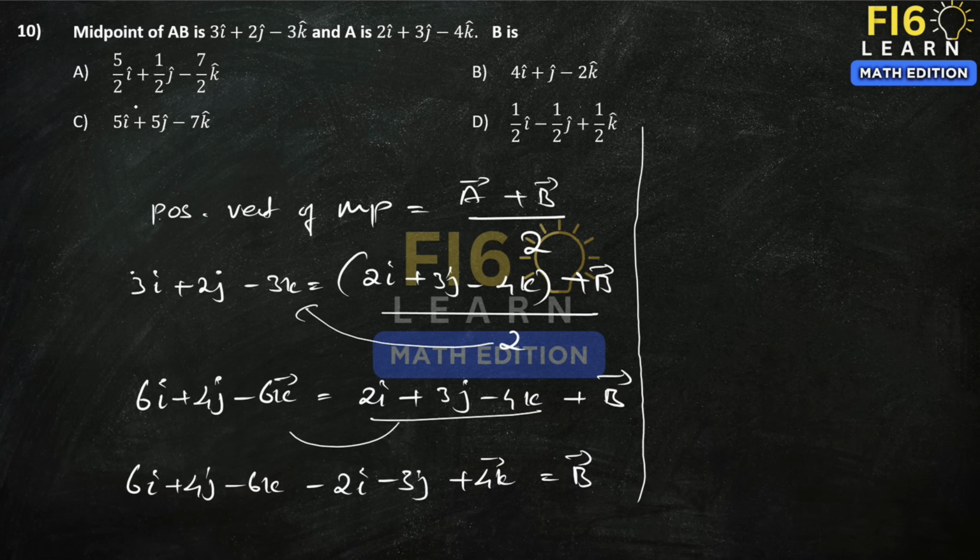Now we can further simplify this. 6i minus 2i is 4i, and 4j minus 3j is j. Minus 6k plus 4k will give minus 2k. So 4i plus j minus 2k. This is option B.